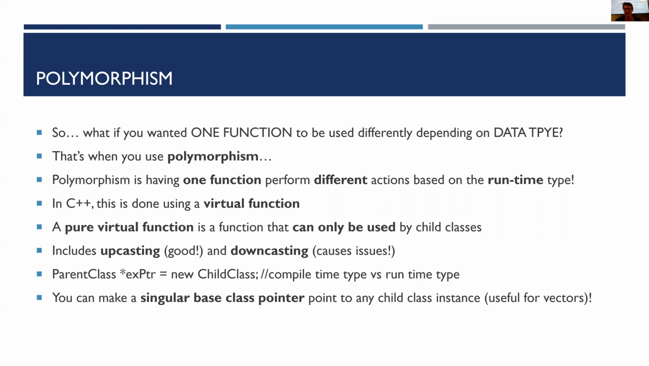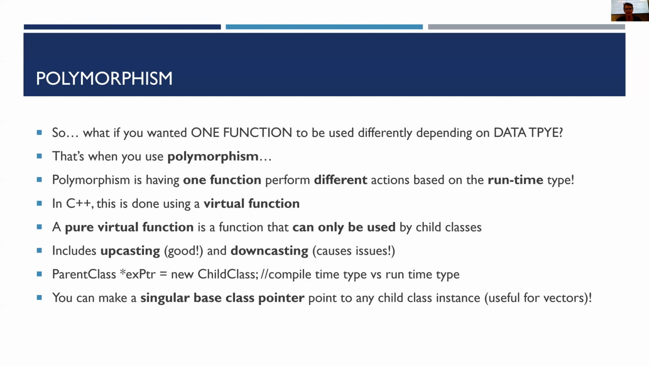But if we downcast, right? Let's say we set a CS major equal to a person. Well, that's an issue because the person might not have all the data that the CS major has. And so now we're going to have data that we just have awkwardly uninitialized that's going to cause errors. So that's why upcasting is good and downcasting is bad.